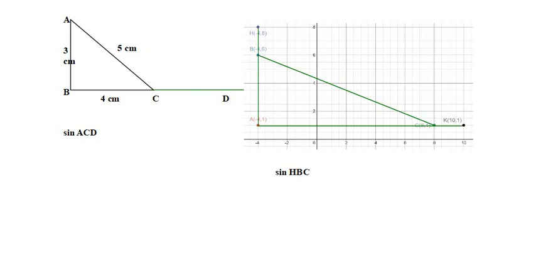We have a right angle triangle. The combination is clear. I believe this is the popular combination, 3, 4, and 5 as the hypotenuse. The data is all there. This is vertex A, B, C, and then D is the extension of BC. And we are asked to find sine ACD.